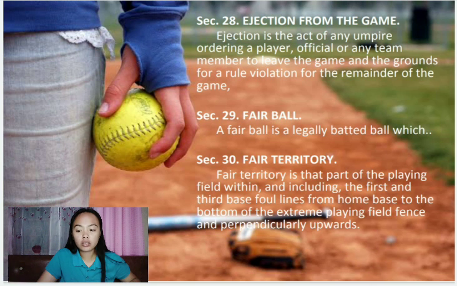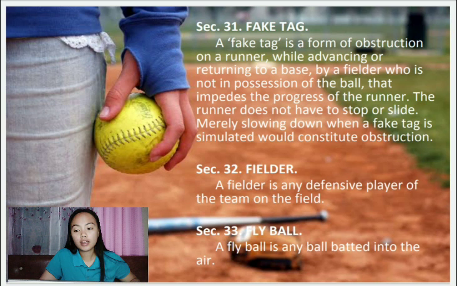Next section is section 30, the fair territory. Kung may fair ball, ngayon naman ay ang fair territory. Ang fair territory is that part of the playing field, including the first and third base foul lines, from home base to the bottom of the extreme playing field fence and perpendicularly upward. Next section is section 31, the fake tag.